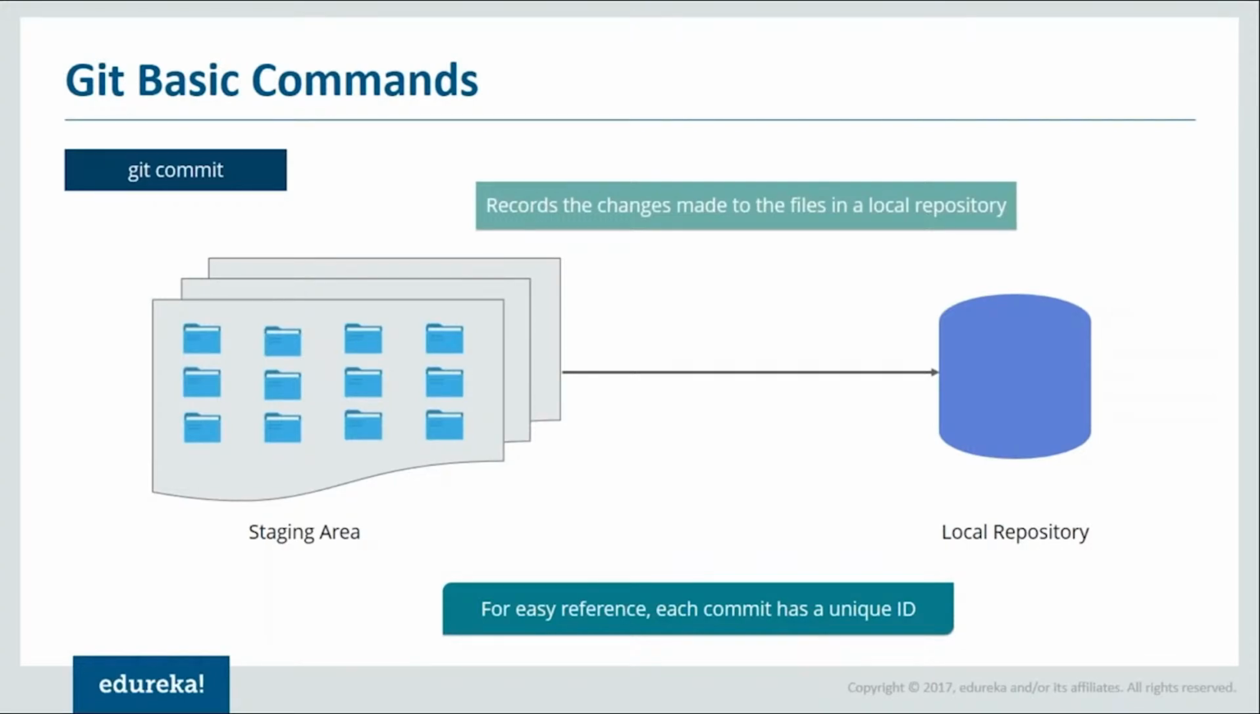And it is a good practice to always give a commit message, right? So that helps you in understanding what change was done in this particular commit, right? So I'll just quickly open my virtual machine and I'll show you how you can commit changes to the local repository.